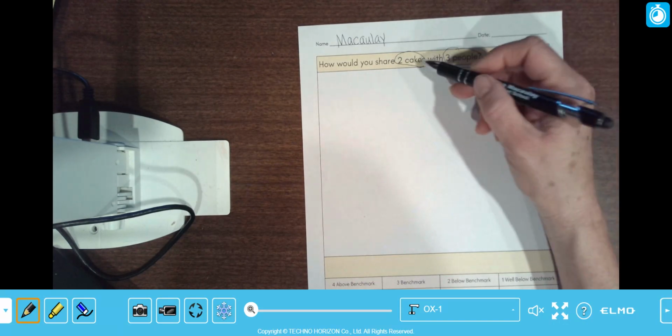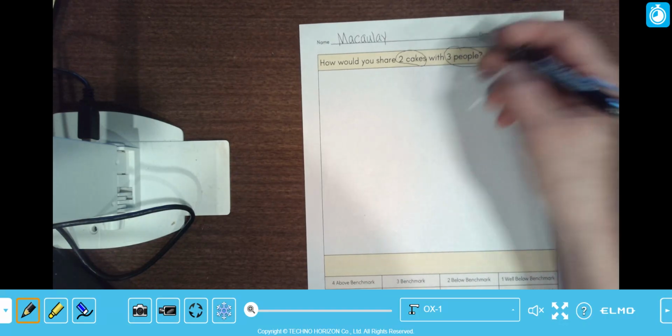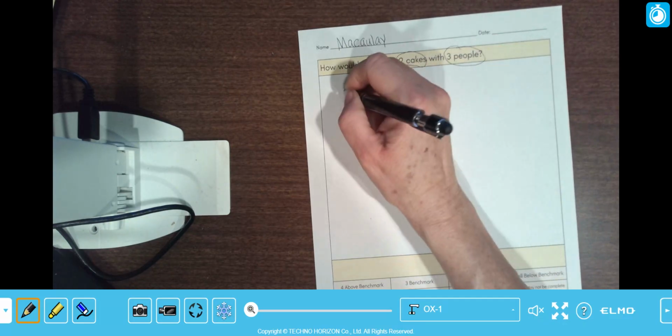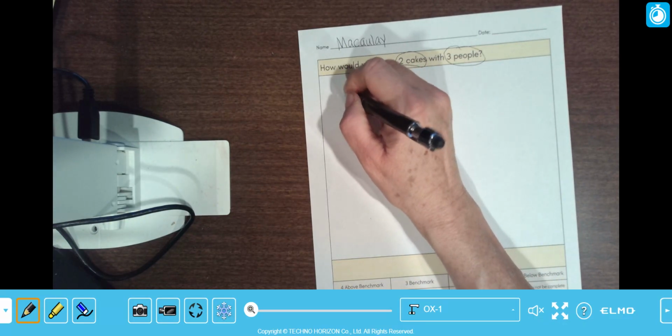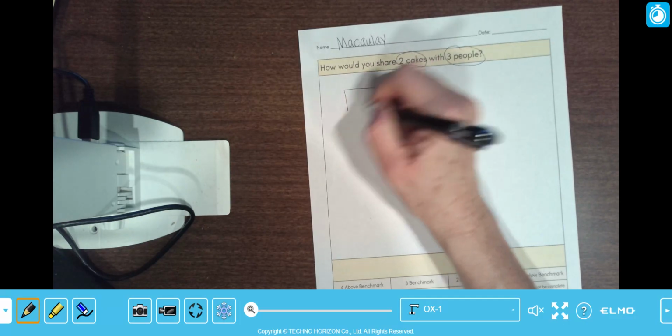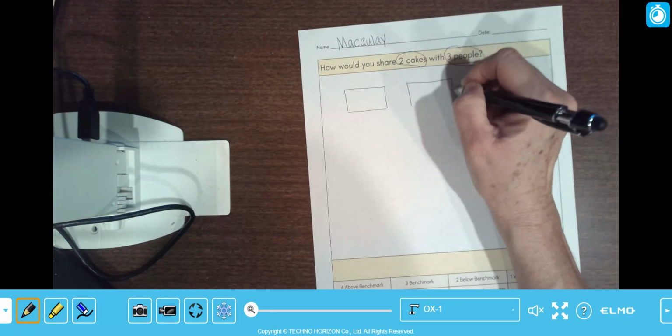We know that we're going to share the 2 cakes, and we're going to share it with 3 people, and we don't know how many each person is going to get. So that's what we got to find out. So let me draw 2 cakes. I'm going to make them square cakes instead of round cakes, okay? Because if they're round cakes, they're harder to share. So this is cake number 1 and cake number 2.